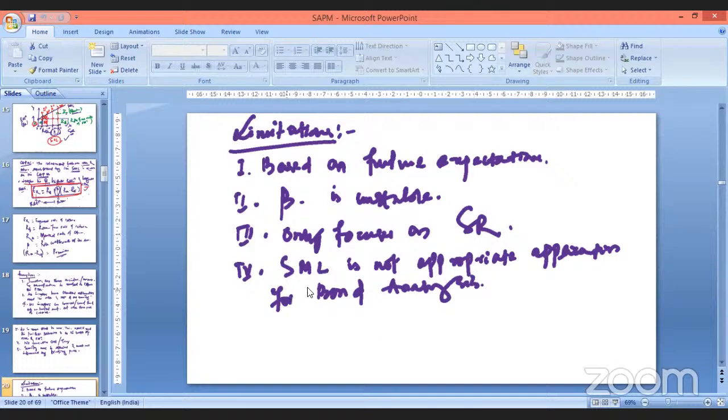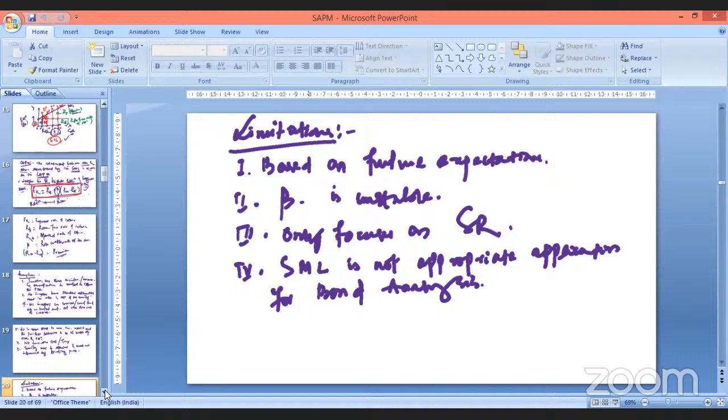Again, the security market line is not an appropriate application for bond analysis. The security market line can be used for equity or preferential stock instruments, but it is not applicable for bond analysis. So this is also another limitation of this particular model. Did you understand?